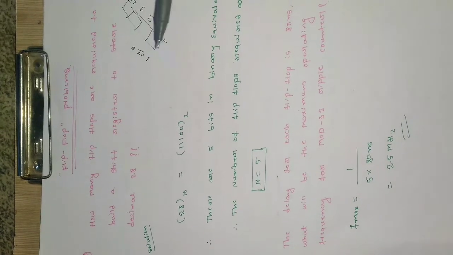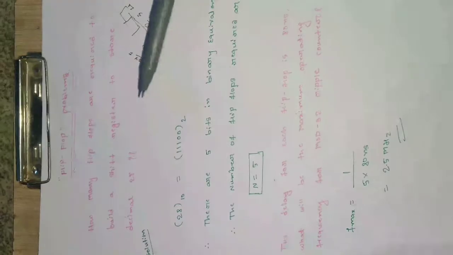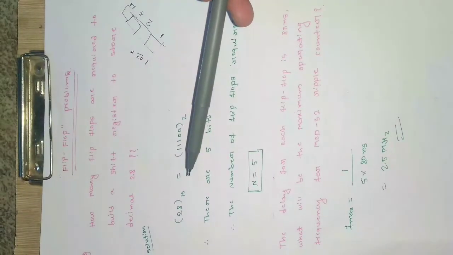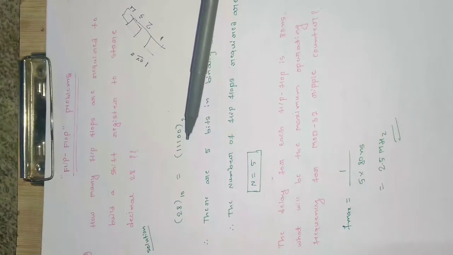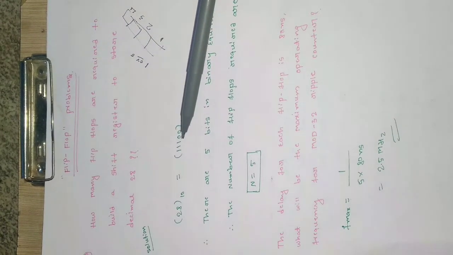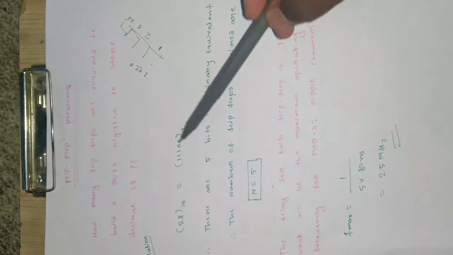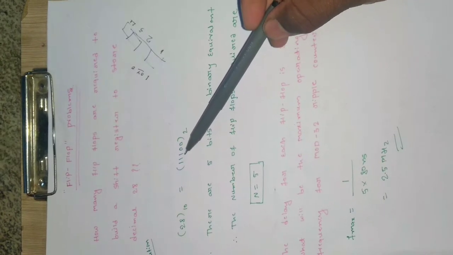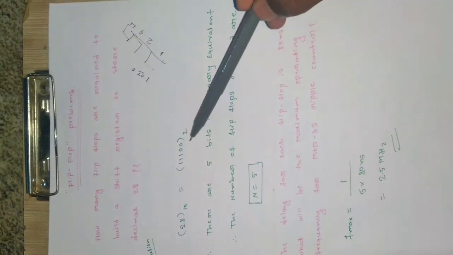They have asked how many flip-flops are required. Okay, so first what we will do, we will convert 28 into binary. In binary we can write it as 11100. This is the binary equivalent of 28, and we know that there are 5 bits in the binary equivalent because 1, 2, 3, 4, and 5. These are the 5 digits or bits in the binary equivalent.